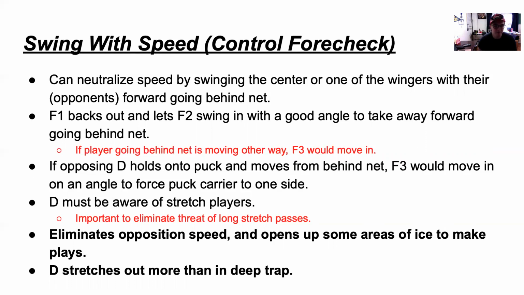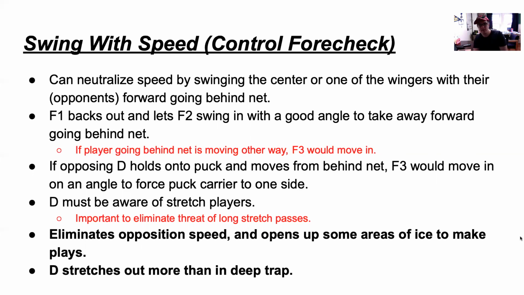The D must be aware of the stretch players because guess what? They're going to be looking for that stretch pass play. And it's very important to eliminate the threat of long stretch passes. And we don't want them to come behind us because they're going to get breakaways. And from this forecheck, it eliminates opposition speed and opens up some areas of ice to make plays. So it will slow them down and open up the play for us to come in the offensive zone. And the D stretches out more than a deep trap.